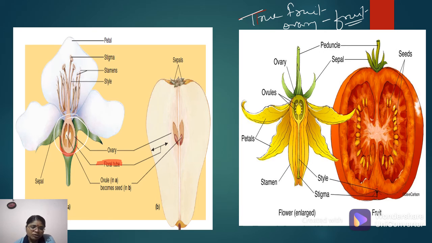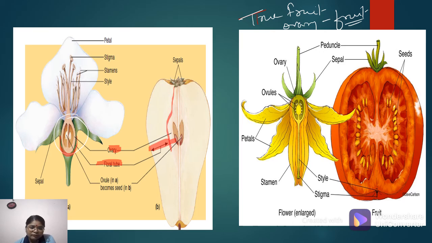Okay, now this has grown fleshy here, so this part is your floral tube, which is your thalamus. Basically the part that you eat is your thalamus, it's not your ovary. You can see here the ovary is this part and it is restricted to this part.